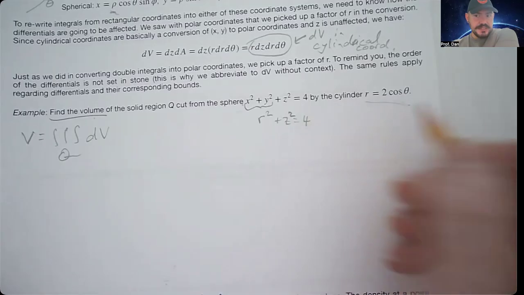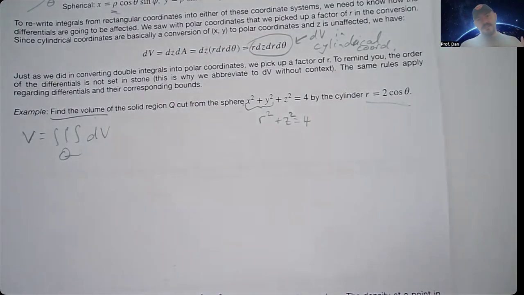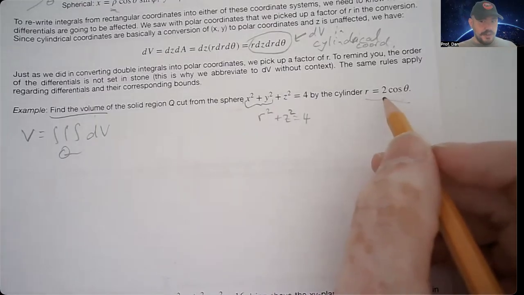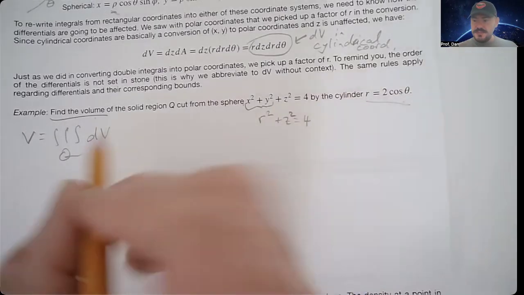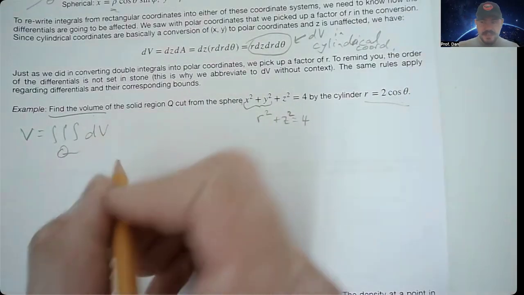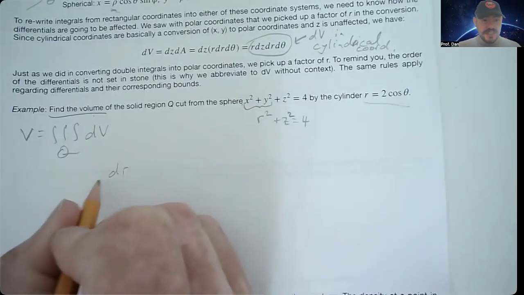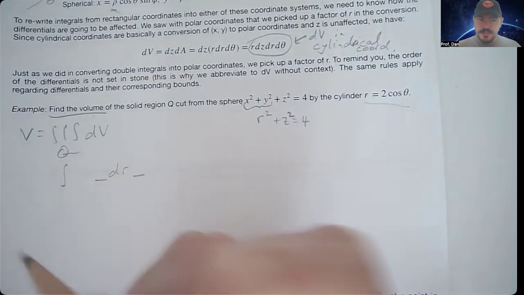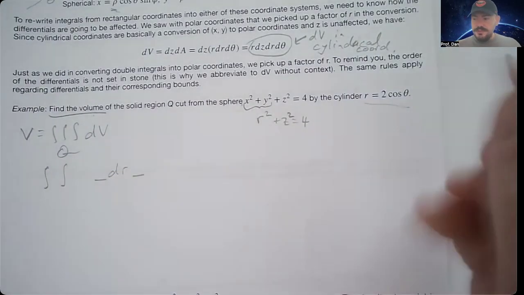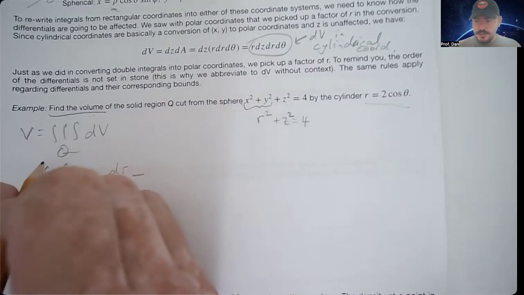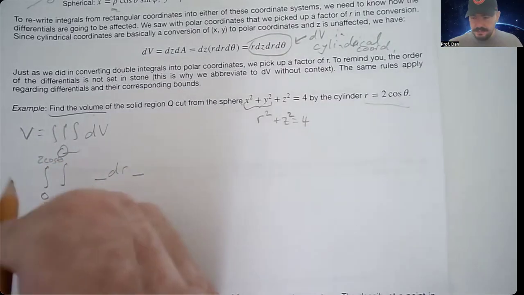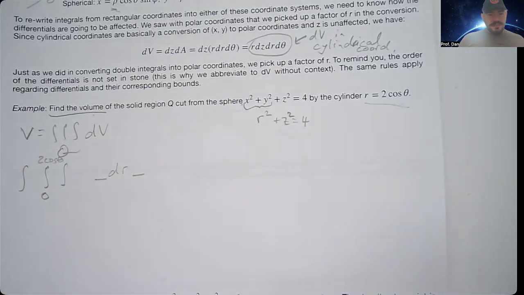Now, this is already in cylindrical coordinates. We don't need to worry about that, but I do want to remind you of some of the caveats about setting up triple integrals. So the cylinder is given to me in terms of only one variable, right? It's a value of r in terms of theta. So what this tells me is that when I go to rewrite my dV, I'm going to use dr as my second differential, which means that the middle integral is going to have bounds from r equals 0 to r equals 2 cosine theta, right? Now we just need to figure the rest of this out.